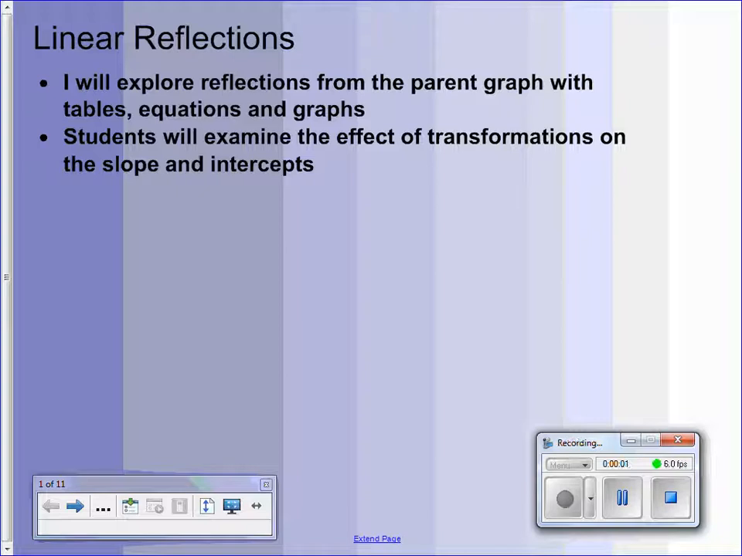In this lesson, we'll be discussing linear reflections. At the end of the lesson, you should be able to explore reflections from the parent graph with tables, equations, and graphs, and examine the effect of transformations on the slope and the intercepts.